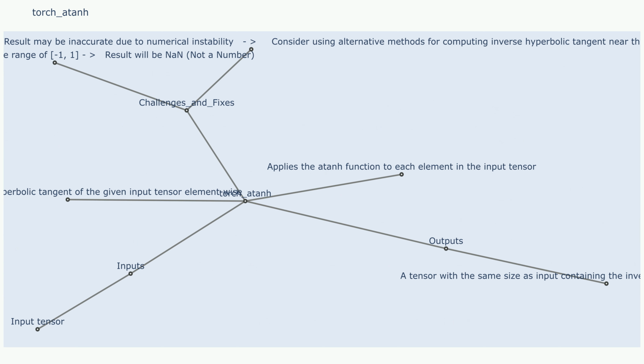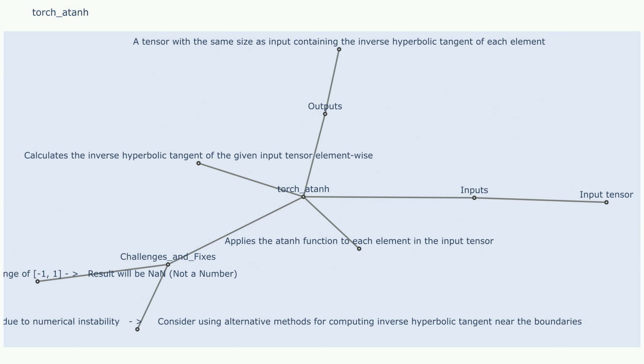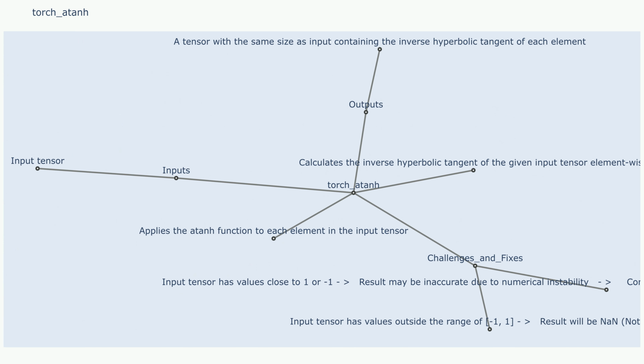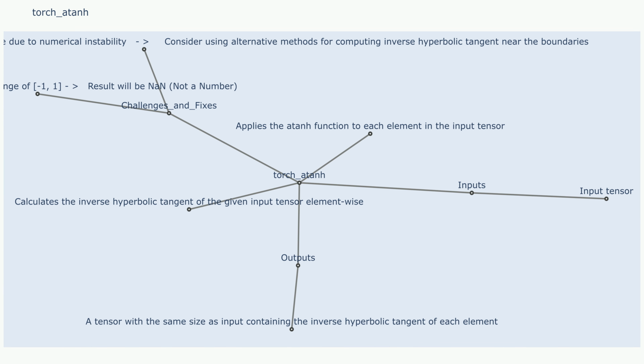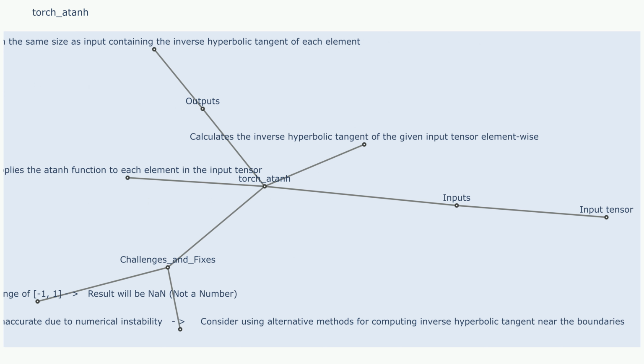Sample use case that resulted in challenge 1. If you attempt to calculate the inverse hyperbolic tangent of a value outside this range, the function will return NaN, not a number. Fixes to challenge 1. Ensure that the input tensor contains values within the valid range before applying the torch atanh function. You can use a clamp operation to limit the input tensor's values to within the acceptable range.